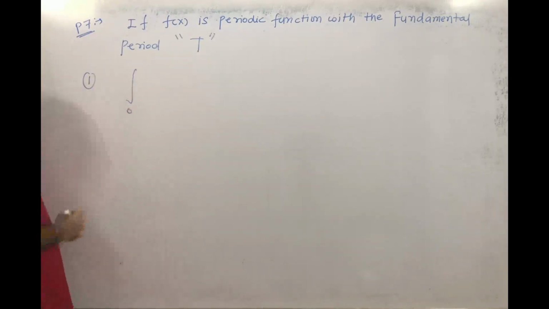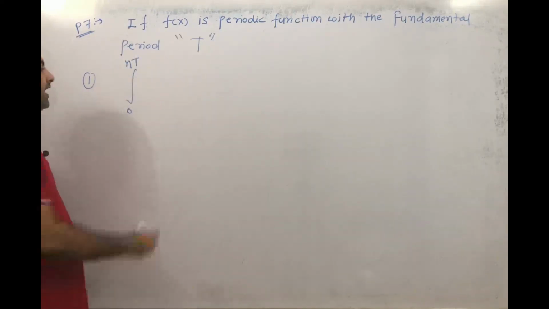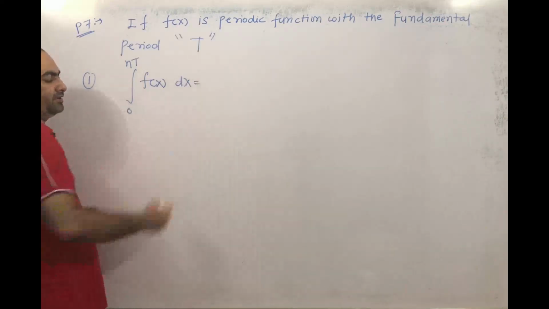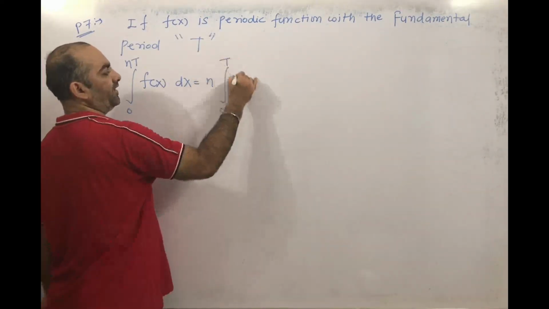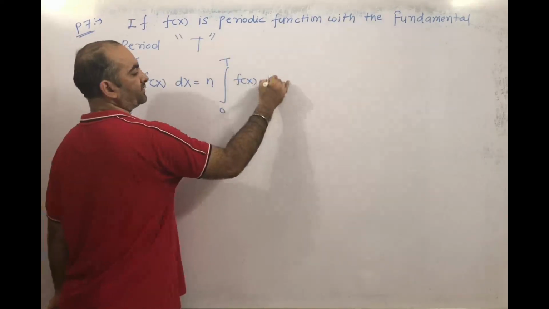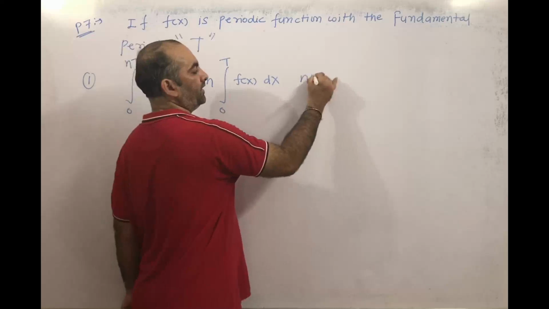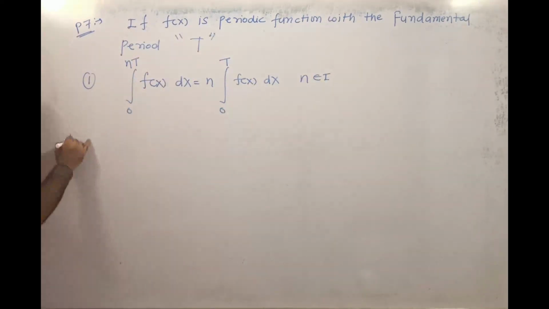Integration of 0 to n times of T, where n is an integer, f(x) dx, this one we can write as n times integration 0 to T f(x) dx, where n is an integer. Okay, now we will do the proof.